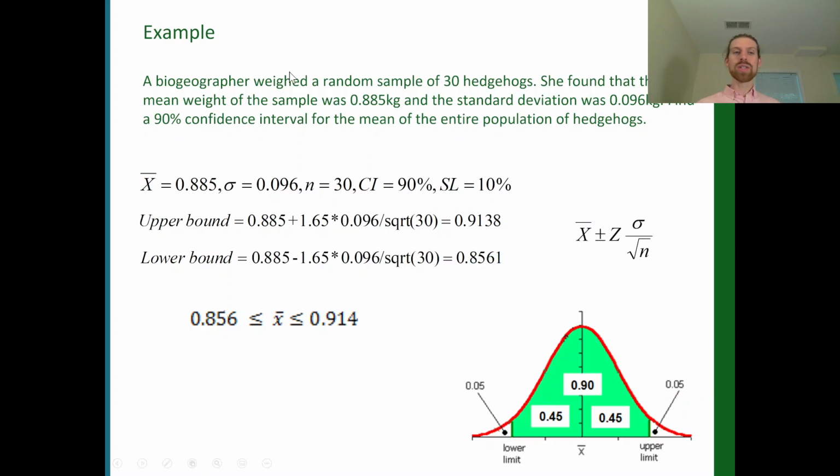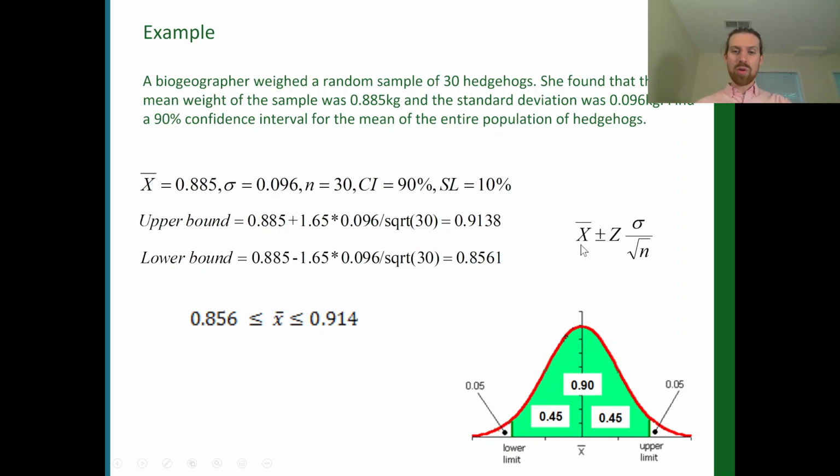Imagine then that you found that the mean weight of the sample was about 0.885 kilograms and the standard deviation was 0.096 kilograms. Imagine that we then want to find a 90% confidence interval for the actual mean of the entire population of hedgehogs. Okay, so how do we do that? Well, we need to remember our equation. We covered this previously: x bar of the sample plus or minus the z-score for the confidence interval width that we want, multiplied by the standard deviation divided by the square root of the number of samples.